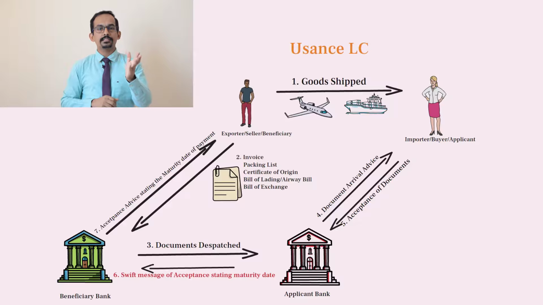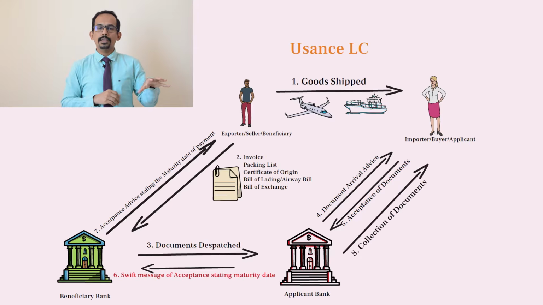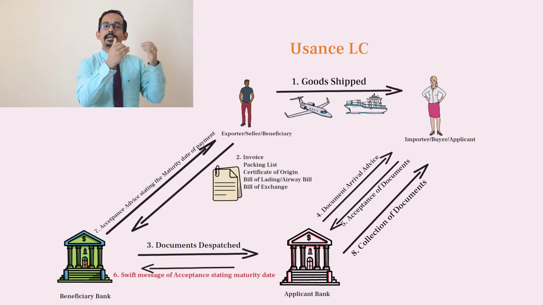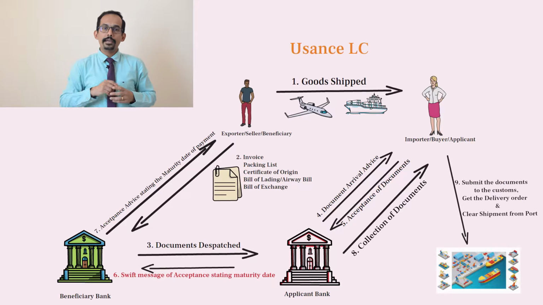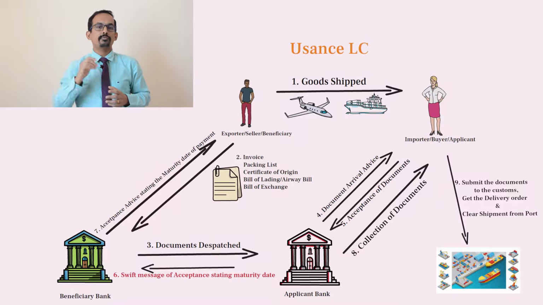It can be 30 days, 60 days, 90 days, 120 days from the date of the original documents like the invoice, packing list, delivery note, or the transport documents. So what happens is that the beneficiary gets the acceptance advice, he is sure of his payment, he is comfortable that he will get paid on a particular date. Meanwhile, the applicant collects the endorsed documents from the bank, goes to the customs authorities, gets the delivery order from the customs authorities and clears the shipment from the port.